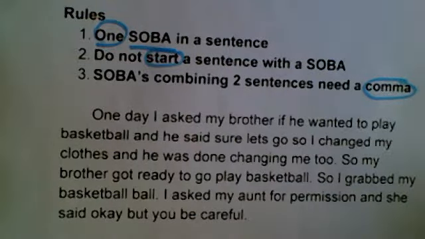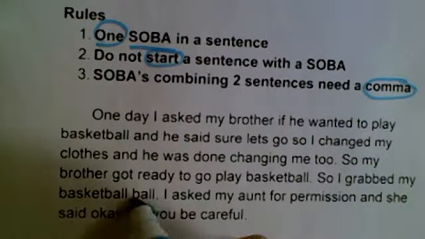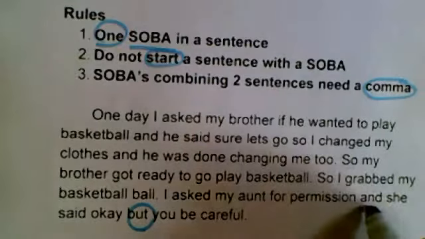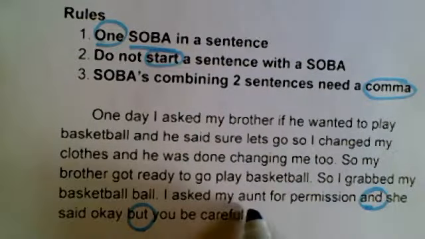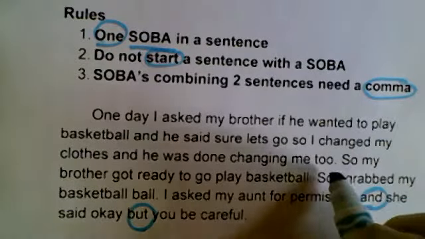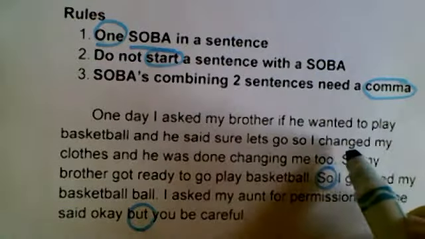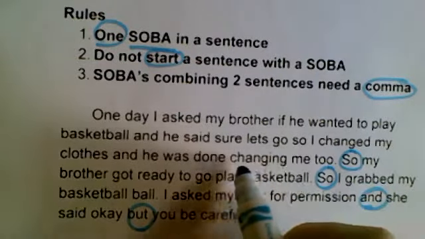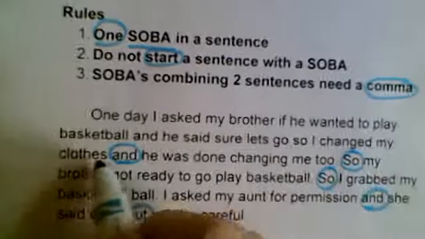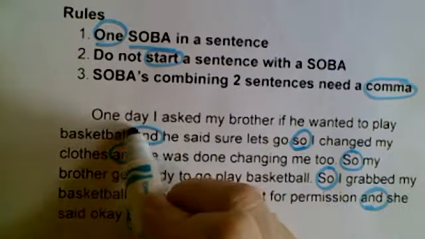What we're going to do is highlight every SOBA. So I'm looking for so, or, but, and. Easiest way to do this is to go backwards. I hear the word but, and, for aunt, my, asked I, basketball, my, grabbed I, so, basketball, go to, got, my, so, to me, changed, done, was, and, clothes, changed, my, so, she, and, basketball.